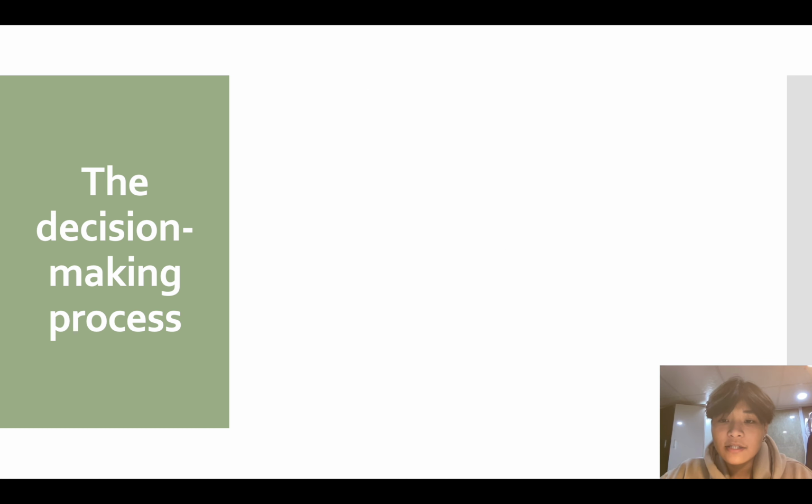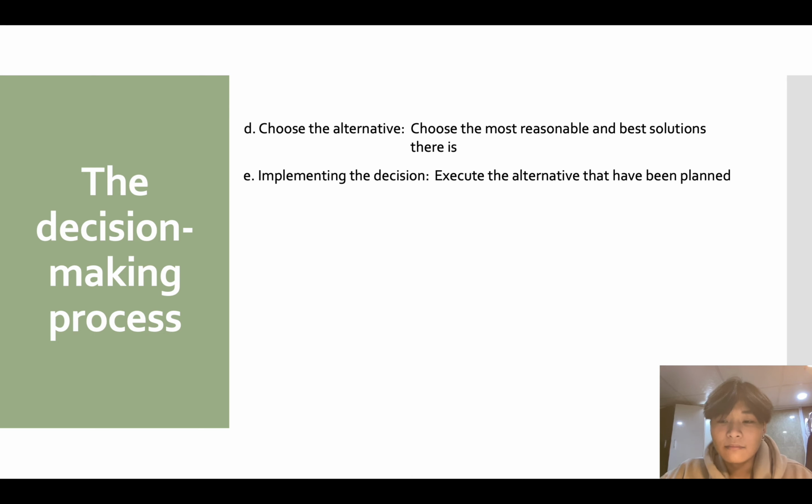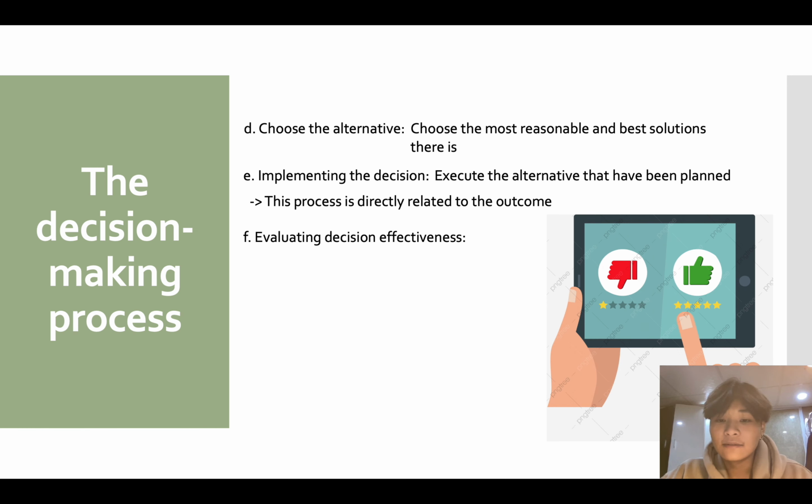The next step in the decision-making process is choosing the alternatives. After evaluating all the alternatives, the decision makers will have to choose the most reasonable solution to implement the decision, which is the next step. This basically means that they would have to execute the alternative that has been planned before, and this is a very important step because the execution of an alternative will affect the outcome directly, which leads us to the last step in the decision-making process, which is evaluating the decision effectiveness.